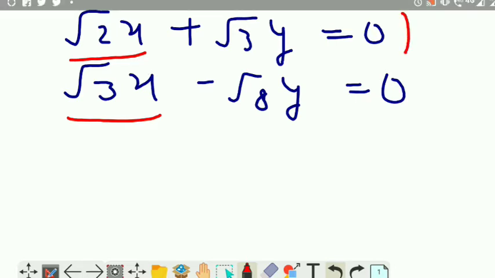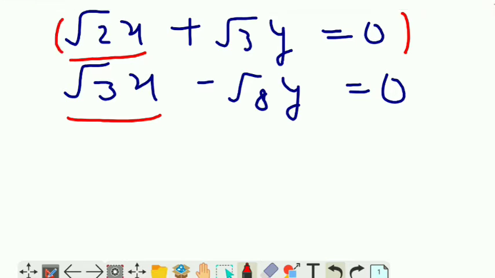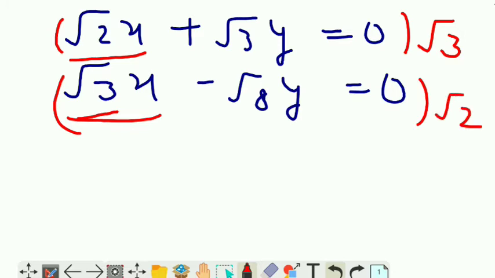We need to multiply the first equation, if we want to cancel x, by the coefficient of x from the second equation. So what is the coefficient of x in the second equation? That is root 3. So we will multiply it by root 3. Same thing here, the second equation will be multiplied by the coefficient of x from the first equation, so it is root 2. In this case we are going to cancel x.